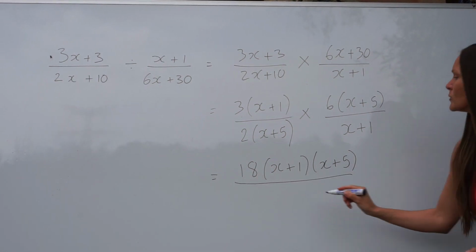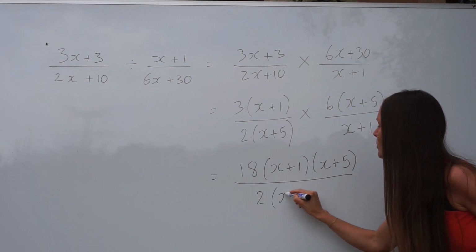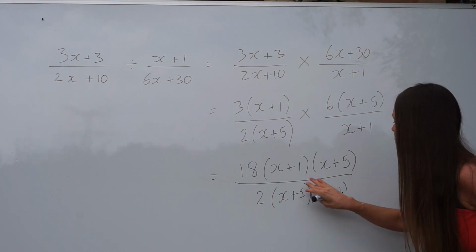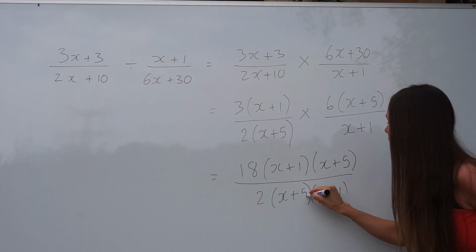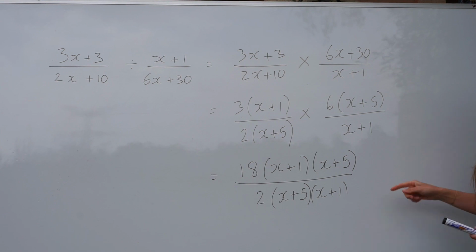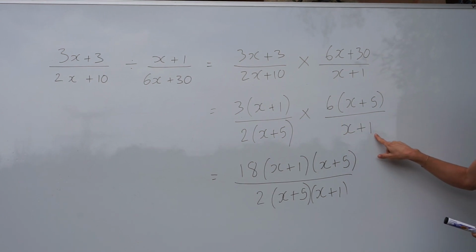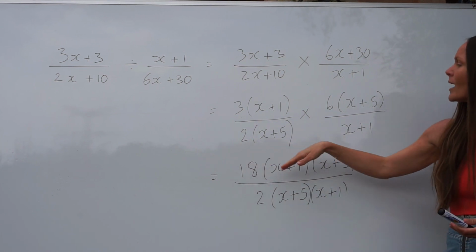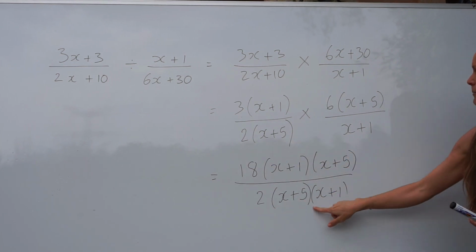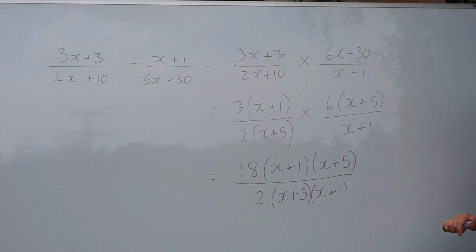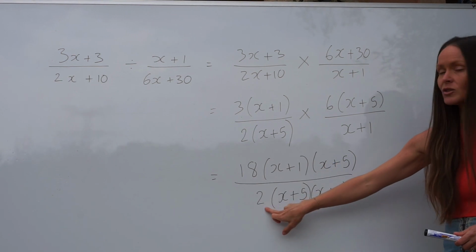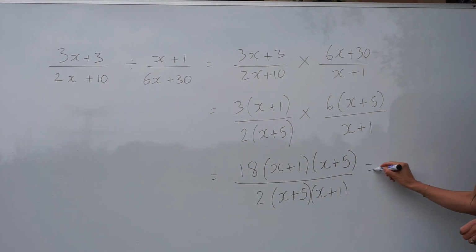Underneath, if I group it all together, it becomes 2 multiplied by x plus 5, and then in the other brackets, x plus 1. The only thing I've really added for the denominators is I've just popped brackets around this term here, because we're multiplying all of this with 2 and x plus 5. So remember to include the brackets here. Now we can simplify this further. 18 divided by 2 is 9. First I've just divided the numbers.